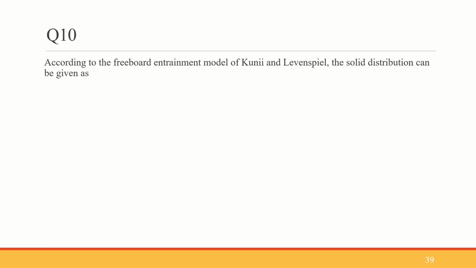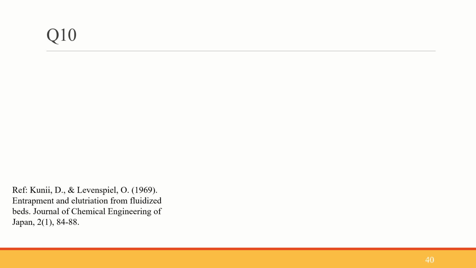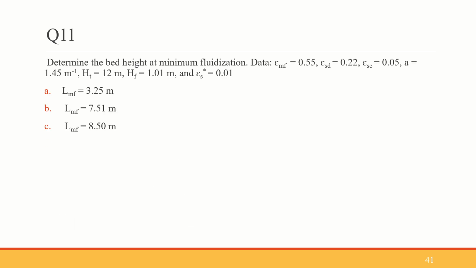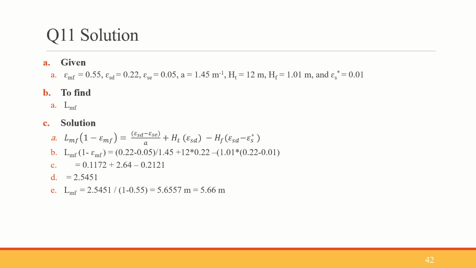And question 10, we have seen already. Again, it is a formula problem where we are asked to find the minimum fluidization bed height, and we have done that rightly. For that, this is the formula: LMF into (1 minus epsilon MF) is equal to epsilon SD divided by (1 minus epsilon SD) minus epsilon SC divided by A, plus HT into epsilon SD minus HF into (epsilon SD minus epsilon S star). So we are just substituting everything and calculating the right answer.